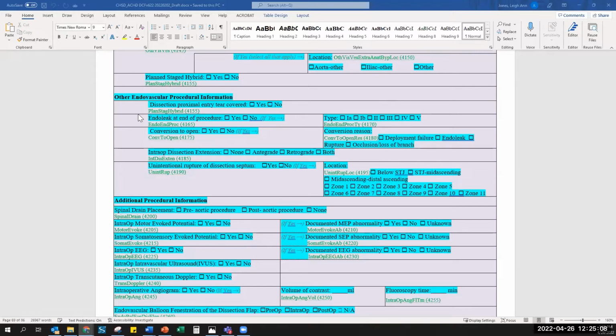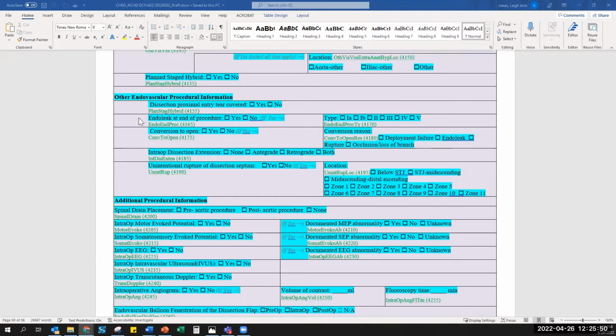Yes or no. The second thing we want to know is, is there an endoleak at the end of the procedure? We talked about endoleaks a little bit a couple of weeks ago, but basically an endoleak is defined as persistent blood flow in the aneurysm sac through and around the seal. And it's really the most common complication after an endovascular aneurysm repair. So if there is a leak, what type of leak?